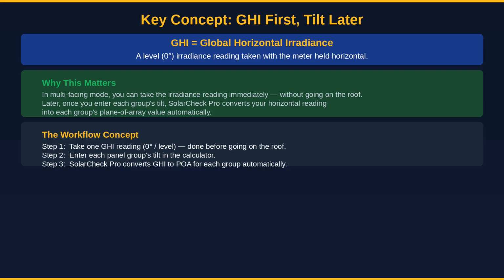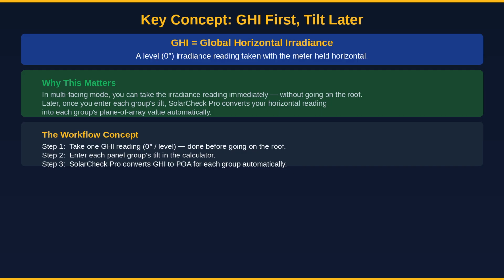The key concept in multi-facing mode is GHI first, tilt later. GHI stands for Global Horizontal Irradiance, a level irradiance reading taken with the meter held horizontal at 0 degrees. In multi-facing mode, you take the irradiance reading immediately without going on the roof first. Later, once you enter each group's tilt angle, SolarCheck Pro automatically converts your horizontal reading into each group's plane of array value.